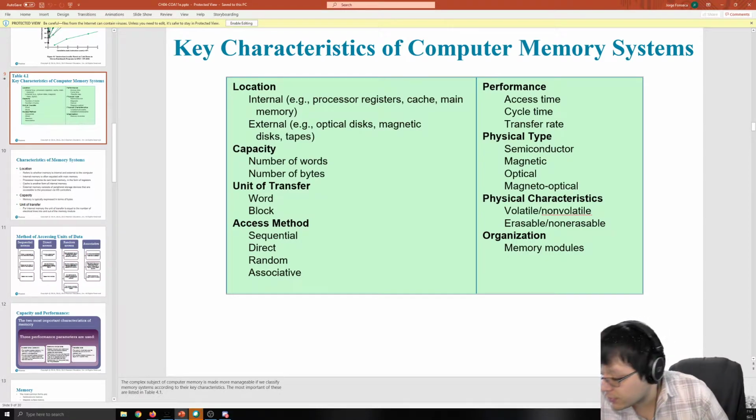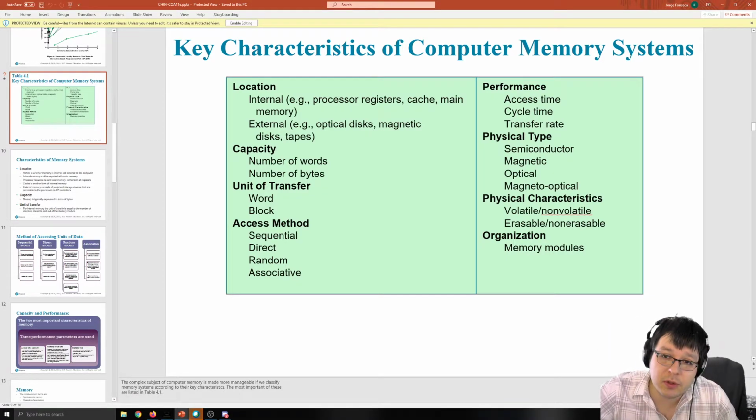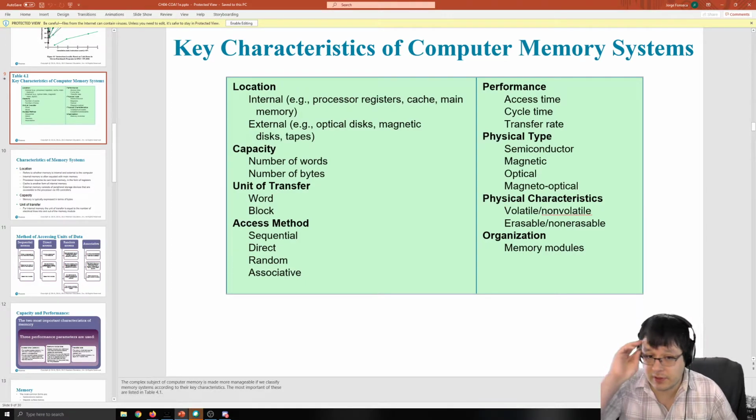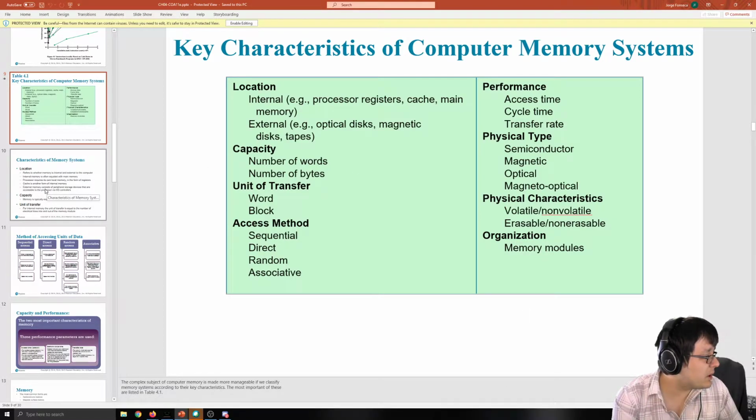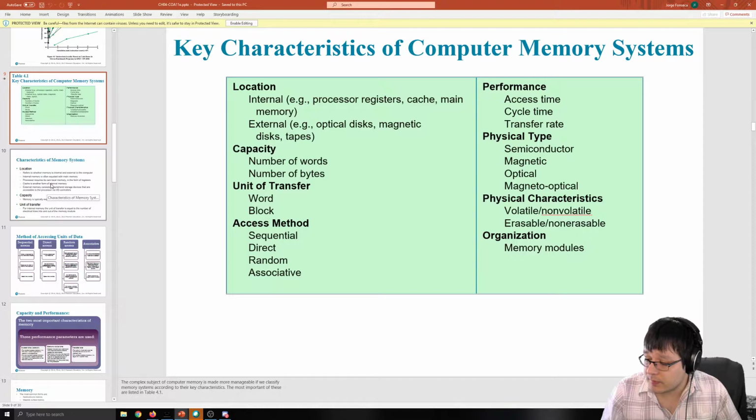Finally, organization. That one says we will talk about it in chapter 6. So that basically is the physical arrangement of the thing. We'll defer discussing that until chapter 6, if we do chapter 6, because I think we will, but I can't remember if we do that one. So yeah, that's basically 4.2.